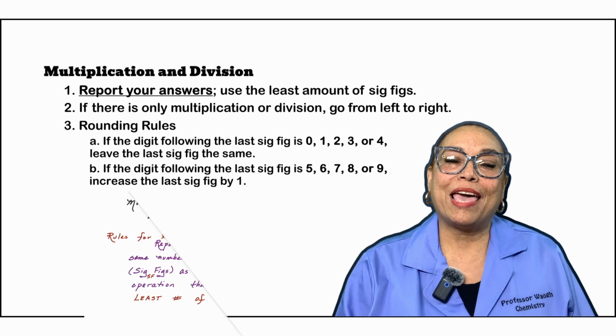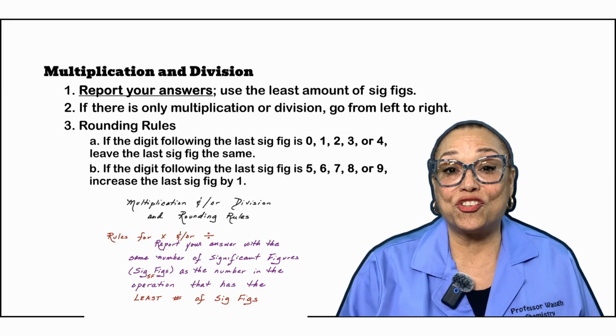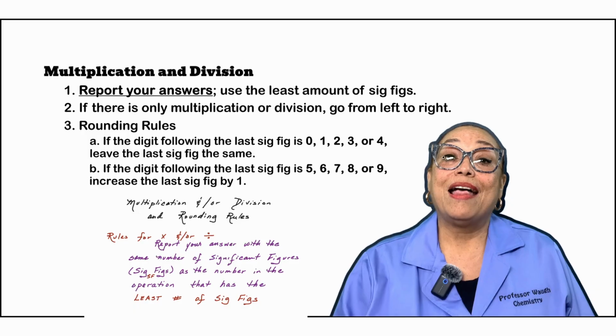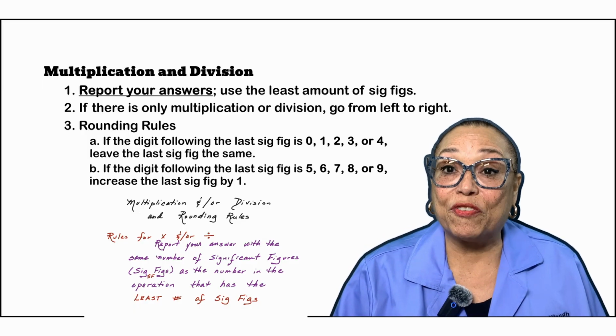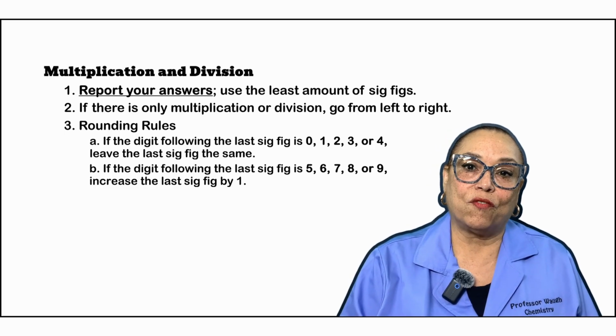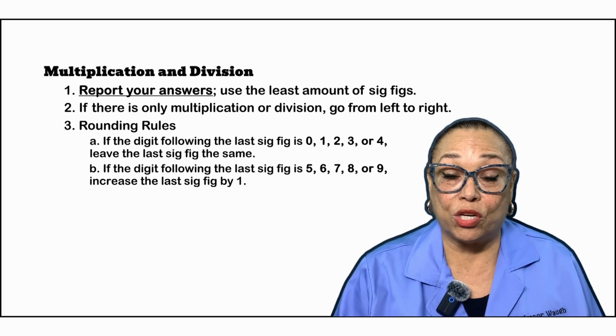To recap, when calculating problems with multiplication and/or division, remember to use the number in the operation that has the least number of significant figures. However, when you take the last sig figs, you got to know your rounding rules.